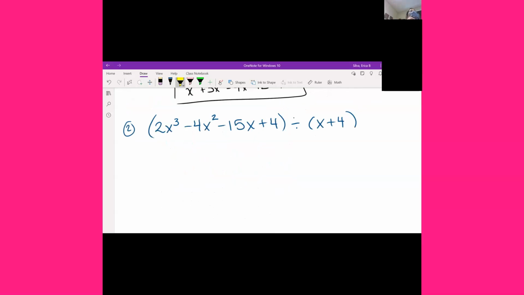All right, let you process that a little bit, and then we'll go on to the next one. Exponent. Which one's my highest exponent? In my dividend, in this one. 3. So let's set it up. We've got x to the third, then x squared, then x, and then my constant.